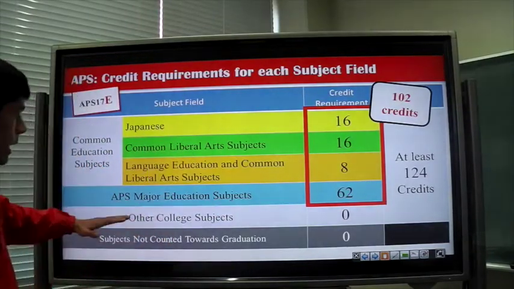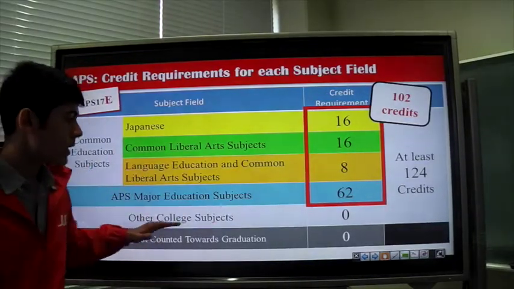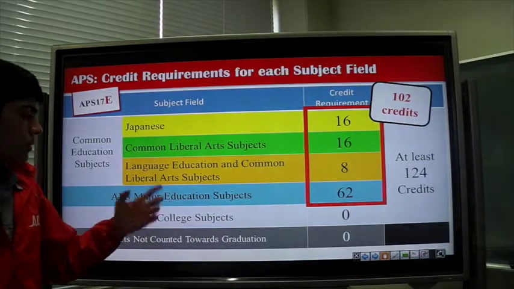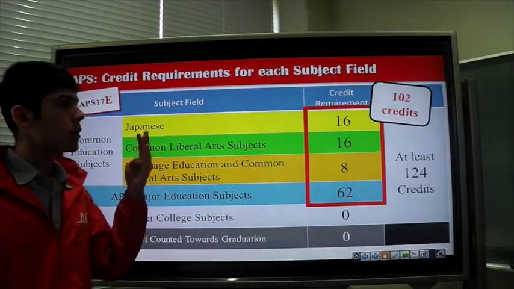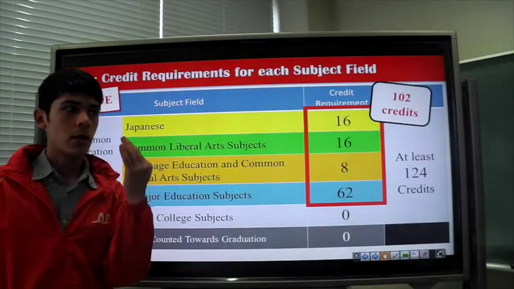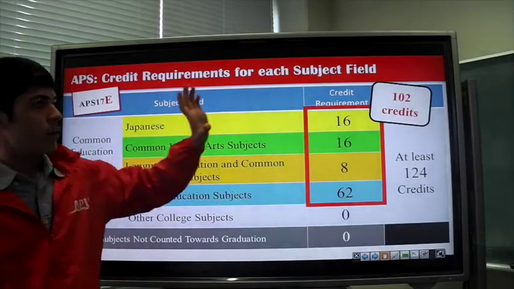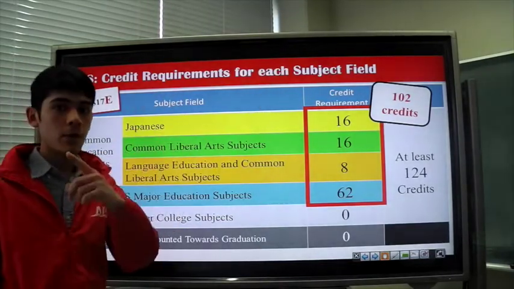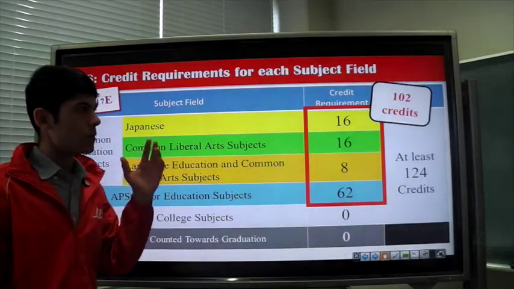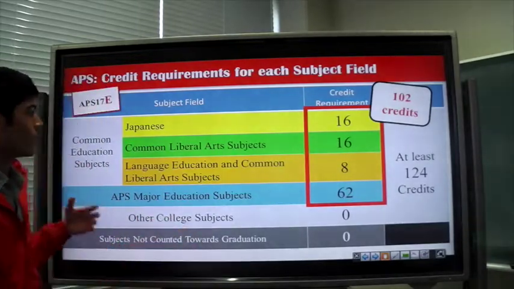And also we have here other college subjects, which are APM subjects. So you can study APM subjects or subjects not counted towards graduation. It means for internships and some kinds of activities and field work, you can collect your credits. So 102 credits is decided by the office, and the rest, 22 credits, is up to you, whichever subject field you want to take.